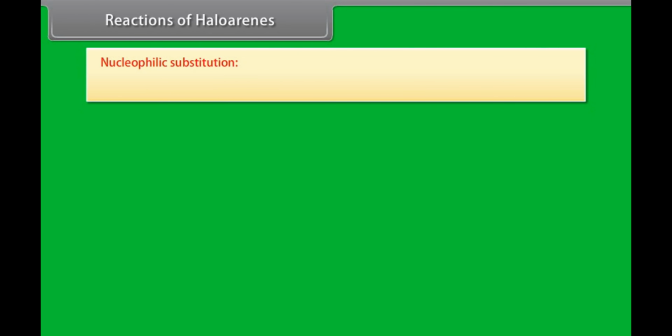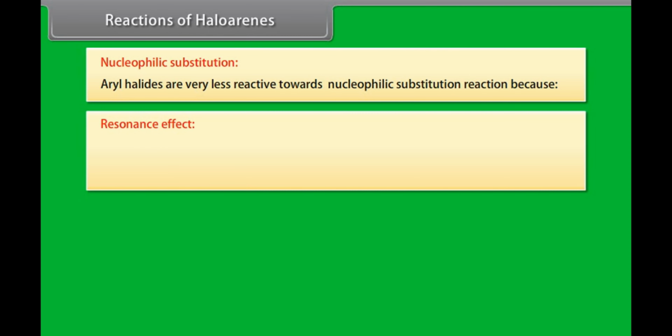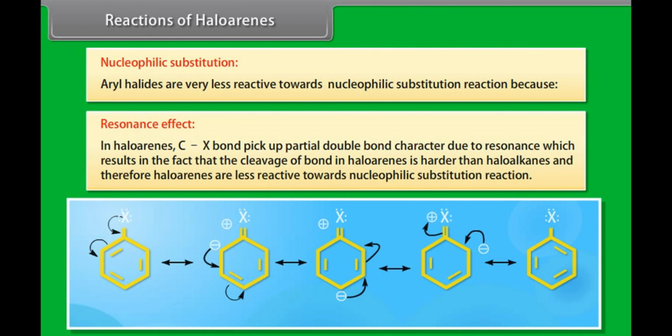Reactions of haloarenes. Nucleophilic substitution. Aryl halides are very less reactive towards nucleophilic substitution reaction because of resonance effect. In haloarenes, the C-X bond picks up partial double bond character due to resonance, which results in the cleavage of the bond in haloarenes being harder than in haloalkanes, and therefore haloarenes are less reactive towards nucleophilic substitution reaction.